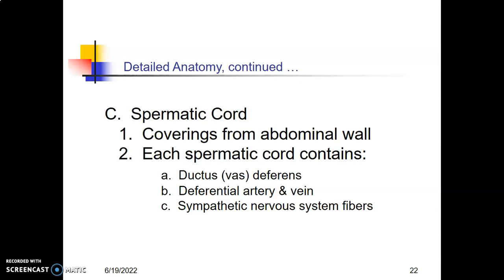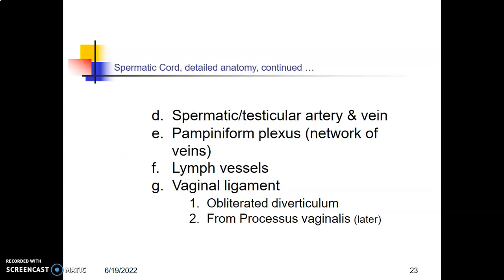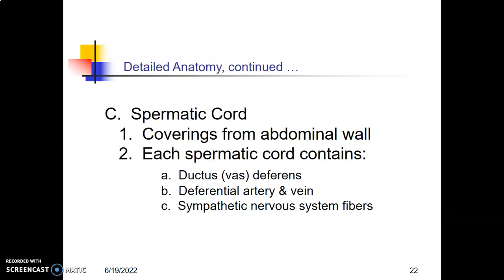Then the spermatic cord, we said, has 3 arteries, 3 nerves, and 3 other structures. So the 3 arteries we discussed are the artery to vas deferens, the testicular artery, and the cremasteric artery.